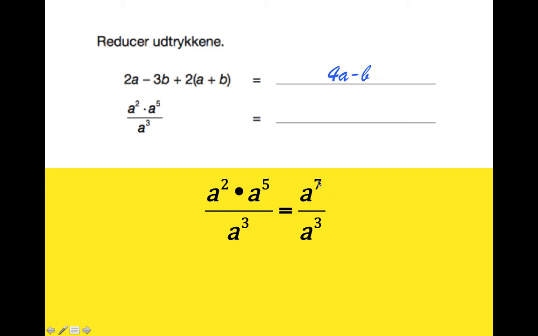So that's the same as a to the 7 divided by a to the 3. And the rule when you are dividing powers of the same thing is to subtract. So that reduces to a to the power of 4, because you're doing 7 minus 3 equals 4.